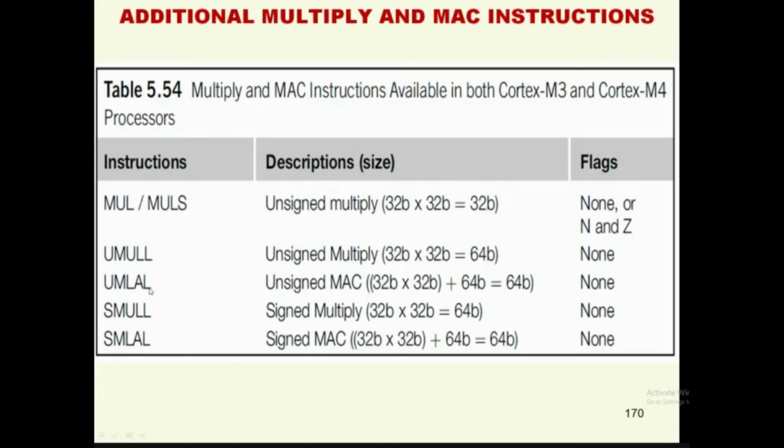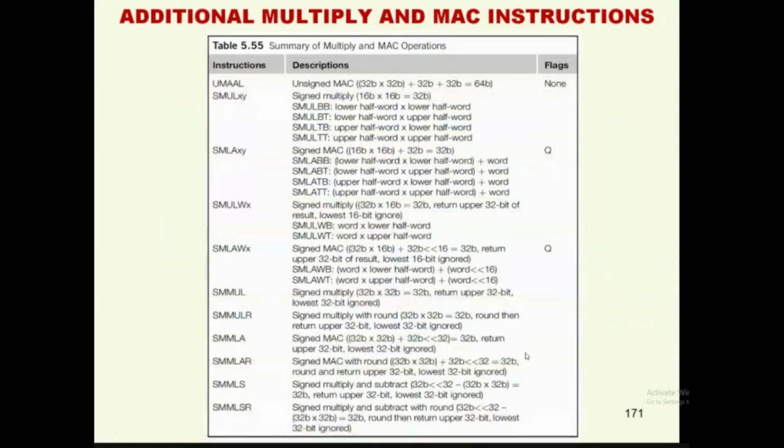Unsigned multiply and accumulate: two 32-bit numbers are multiplied and added with the previous 64-bit value and stored in the 64-bit register. And signed multiplication with accumulation, as we discussed already. The summary of multiply and multiply accumulate instructions is available here, and these are all the instructions.